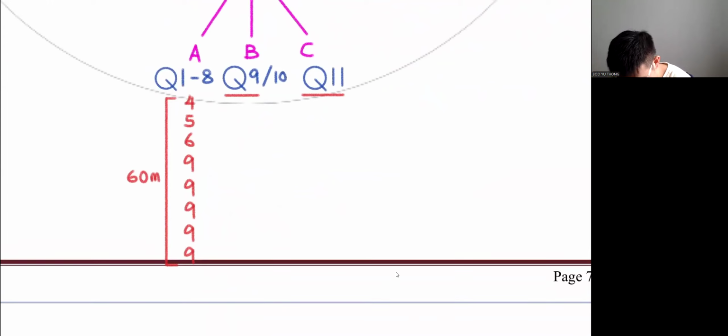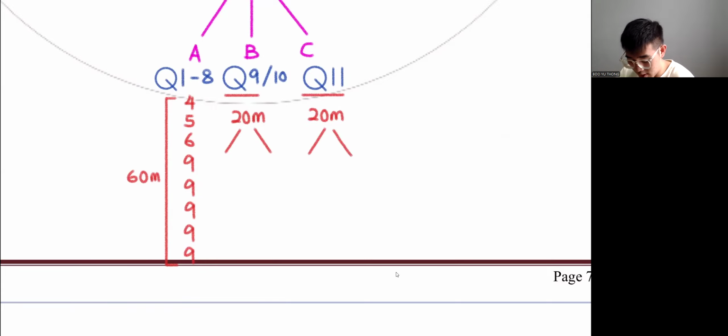All right, and then all of these questions in section B and section C each consist of 20 marks. I'm going to write down 20 marks. One question, 20 marks. One question, 20 marks. And in those 20 marks, there will be 10 marks coming from the essay question, which I will explain later to you.